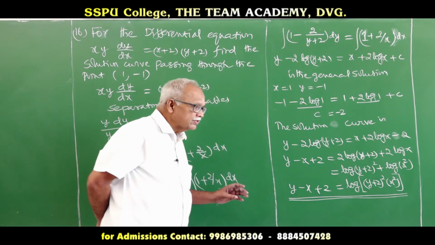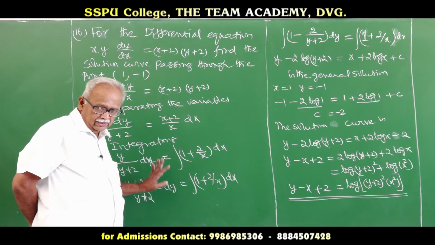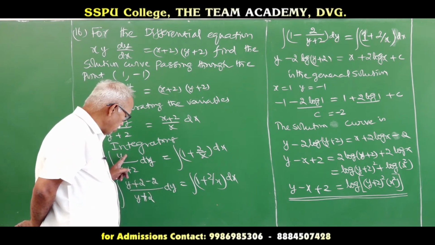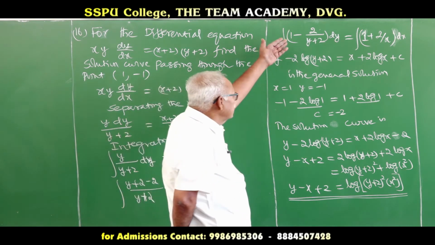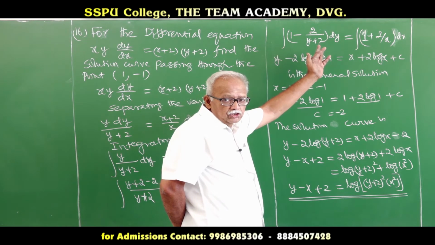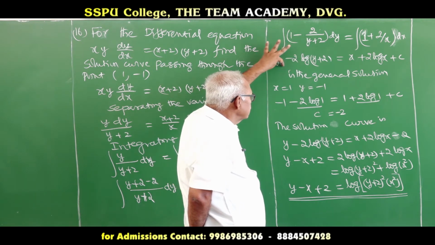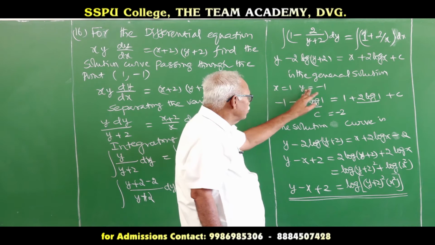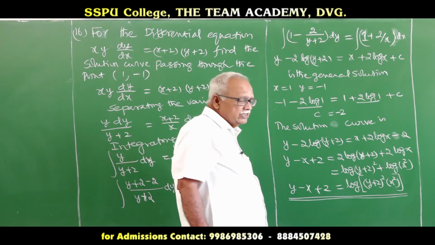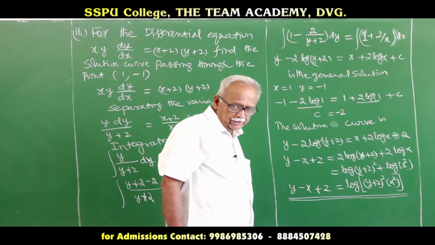So, what are the steps here? First, separation of variables and then integration. Integration you should be thorough. All methods of integration we should know to solve differential equations. See, we have done y plus 2 minus 2 in the numerator. Then we got 1 minus 2 by y plus 2. So, the integration is completing here. Then we have to put the initial condition or boundary conditions, x is equal to 1, y is equal to minus 1, and get c is equal to minus 2. Then finally we get the solution curve or the particular solution.